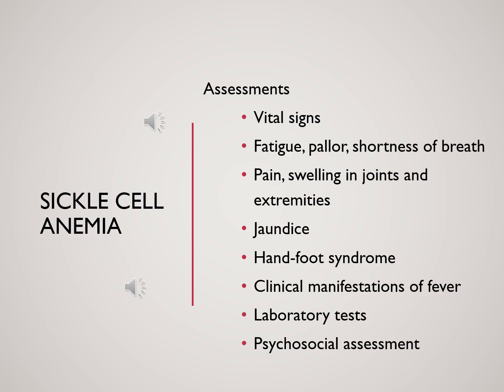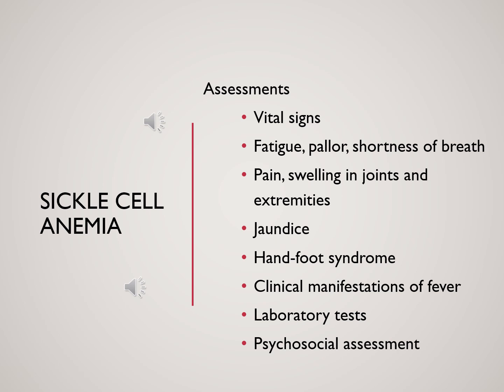So we're going to do some assessments for our sickle cell patient. We're going to look at our vital signs, looking at tachycardia and tachypnea. We're going to look at fatigue, pallor, and shortness of breath. We know that the decreased level of hemoglobin and the decreased level of RBCs is going to cause inadequate tissue perfusion and hypoxia. We're going to look at the pain and swelling in joints and extremities. Pain is caused by that tissue hypoxia and the clumping of cellular debris, particularly in the joints, bones, chest, and abdomen, leading to vaso-occlusion.